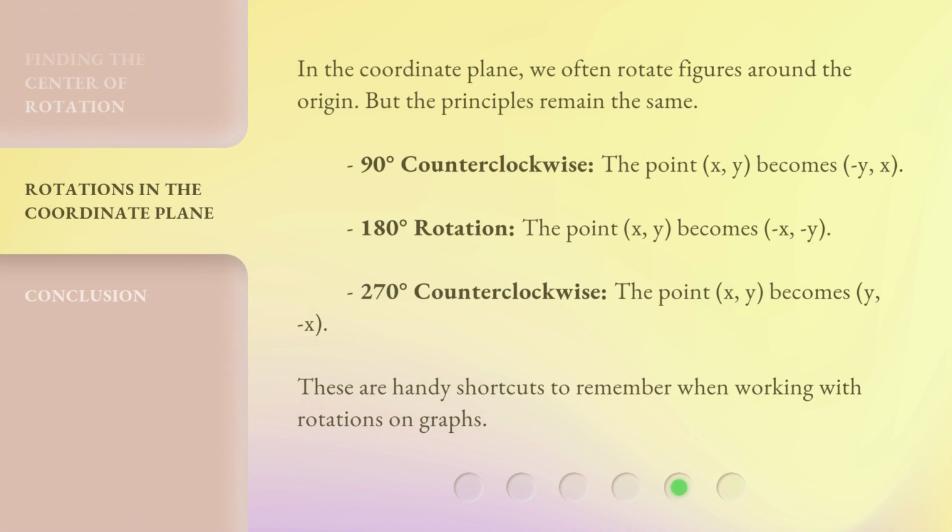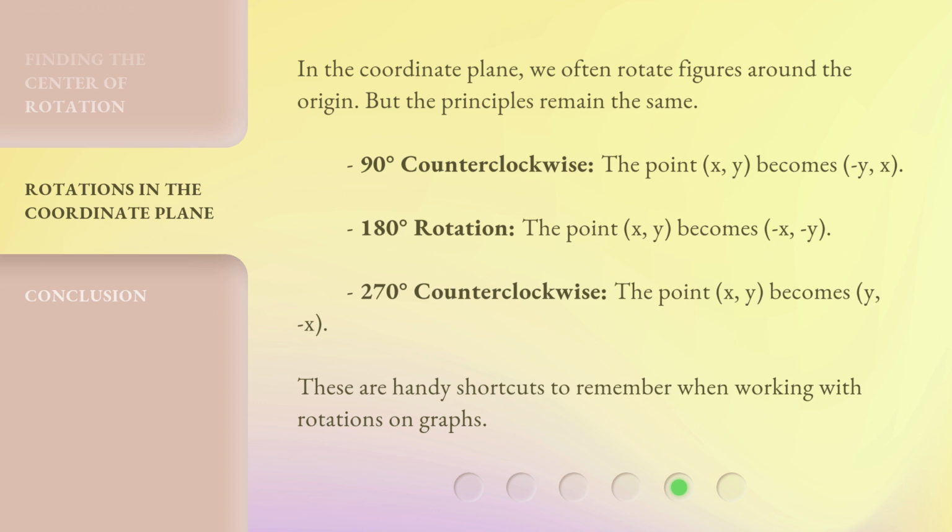In the coordinate plane, we often rotate figures around the origin. But the principles remain the same. 90 degrees counterclockwise. The point (x, y) becomes (-y, x).